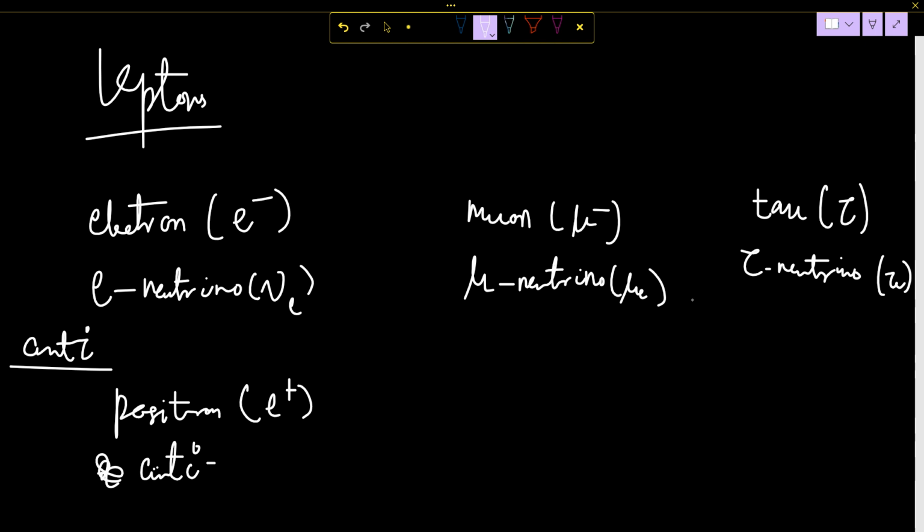Anti mu neutrino, anti tau neutrino. That's it. Mu and anti mu have no special name. Tau and anti-tau, the antiparticle of tau. For antineutrinos, we'll just put a bar over the symbol: mu neutrino with a bar over it, and tau neutrino with a bar over it.